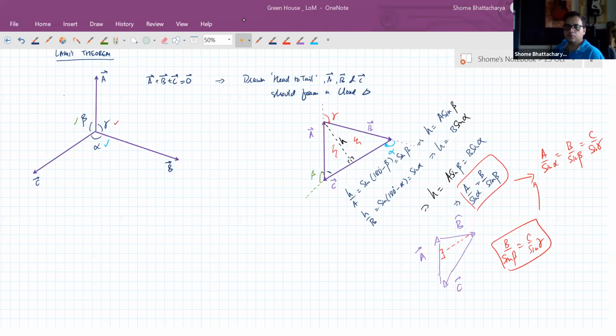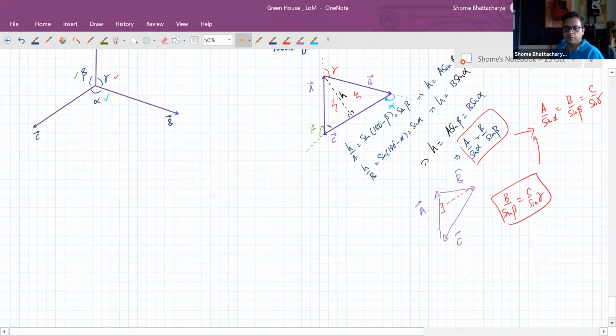Okay, people. So now the next thing we'll see, in continuation of what we are doing in Newton's laws.